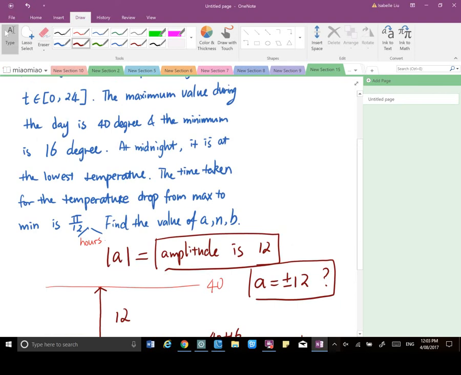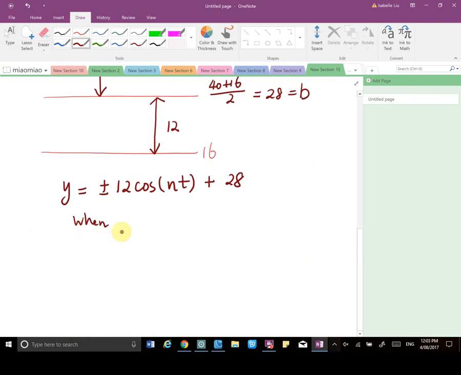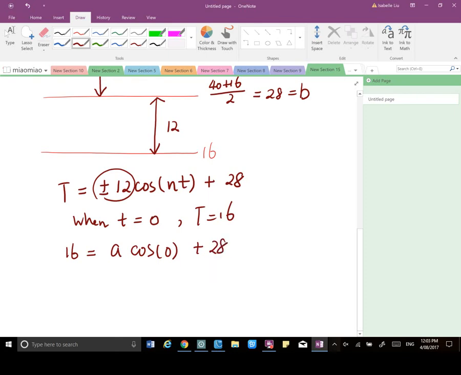At midnight, it is at the lowest temperature. So what I know is when capital T equals 0, the temperature will be 16. That's the information I know. I can just substitute that in. 16 equals, I don't know what this is, let's just write that as A, and I have cosine 0 plus 28. That's minus 12 equals A. So cosine 0 is 1, so A is negative 12. So I can change that to negative 12.